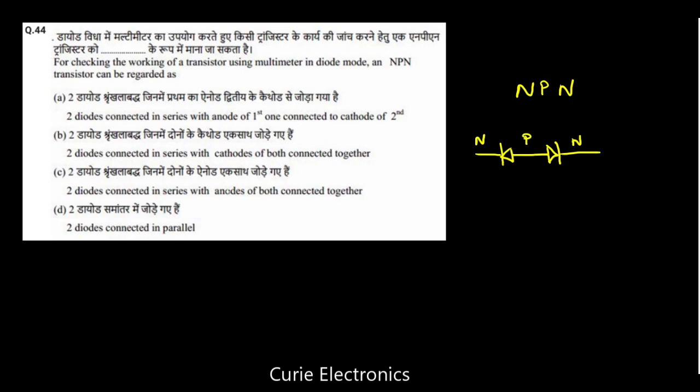Let's see what the options are. Two diodes connected in series with the anode of the first one connected to the cathode of the next? No, two cathodes are connected together. Option B, two diodes connected in series with cathodes of both connected together? No. Anodes are connected together, correct. So the answer is option C. Two diodes connected in series with anodes of both connected together, that is what this diagram tells.